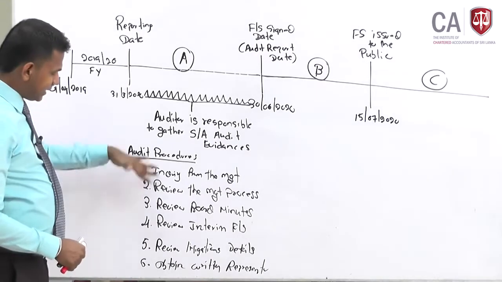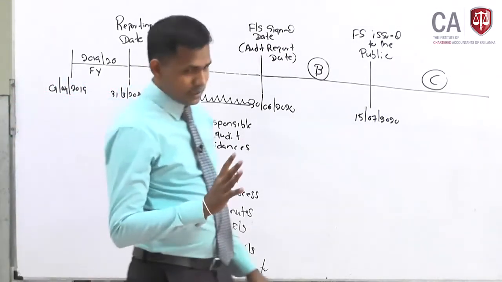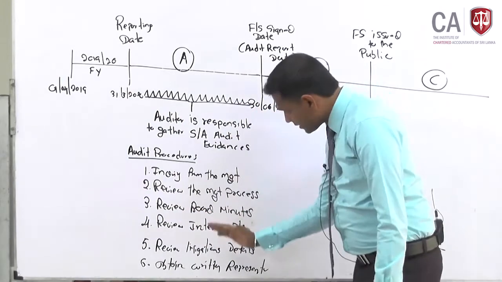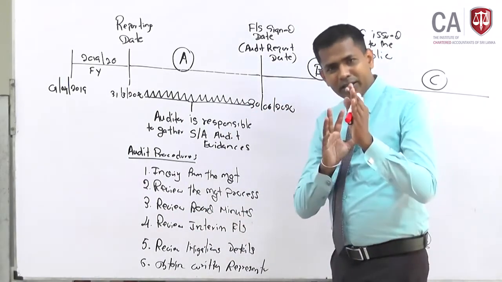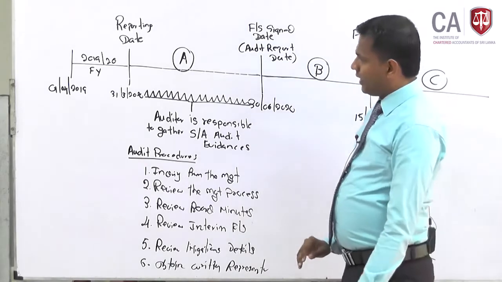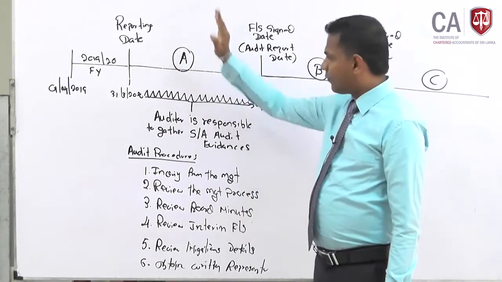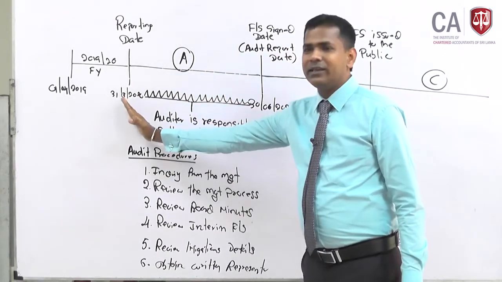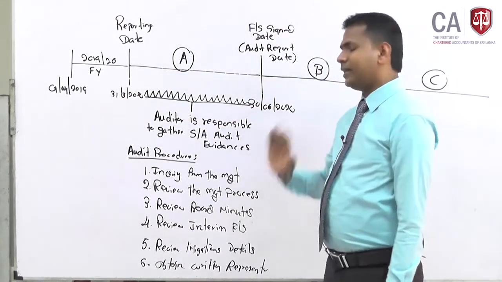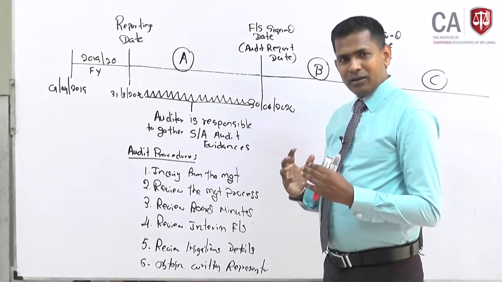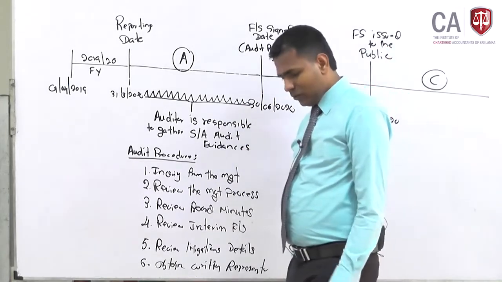So remember, these are the 6 audit procedures that the auditor should do when reviewing subsequent events from the financial reporting date to the audit report sign-in date.